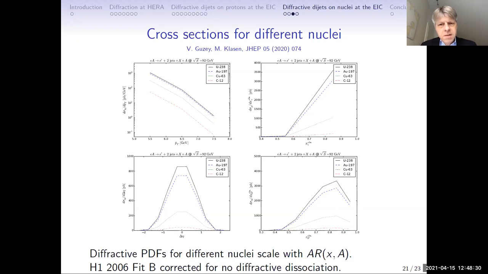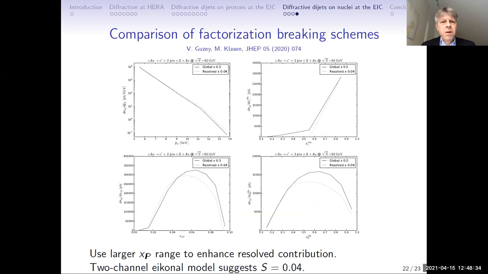And then the last numerical result on the next slide is for the factorization breaking schemes now on nuclei. And here the soft rescattering on nuclei is much stronger than it would be for protons. So if we assume that only the resolved hadronic component of the photon breaks the factorization, the corresponding suppression factor is actually 4%, so 0.04.